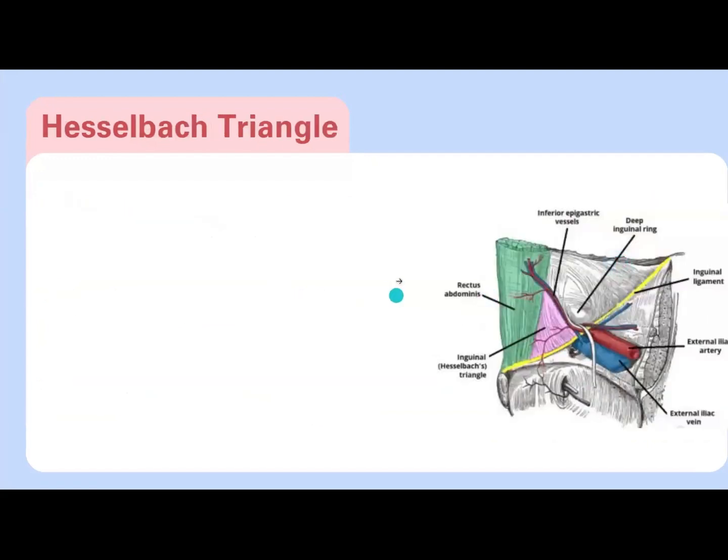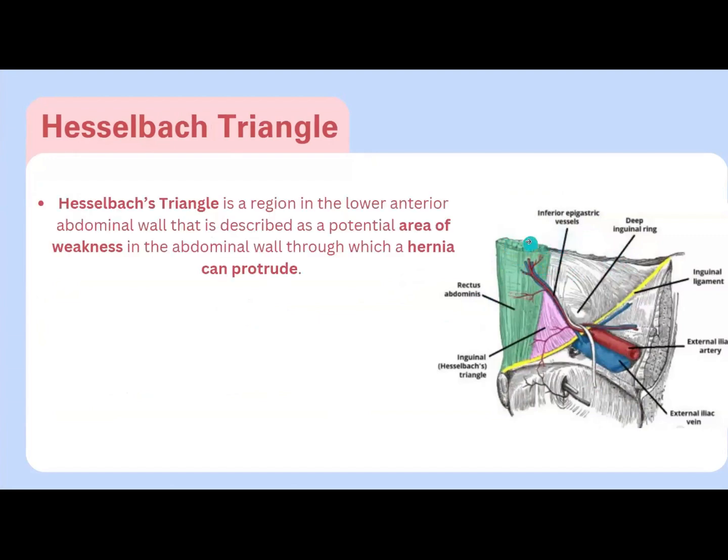Okay? Now, why am I talking about that? Because we're going to come to the Hesselbach triangle. Why is this triangle important? Let's first know what this triangle is. It's a region of the lower anterior abdominal wall that is described as a potential area of weakness in the abdominal wall through which a hernia can protrude. What is a hernia? A hernia basically is a part of your insides, which in our case is the intestines, bulging through an opening or a weakening in the muscle or tissue that contains it.